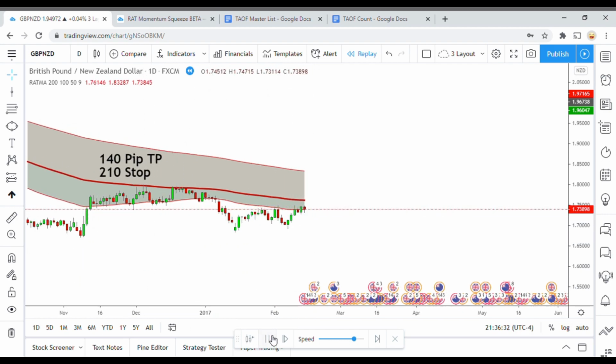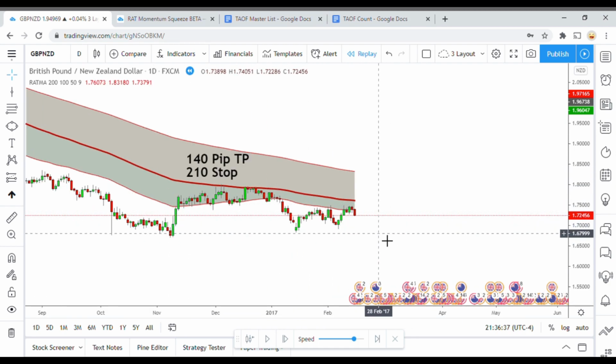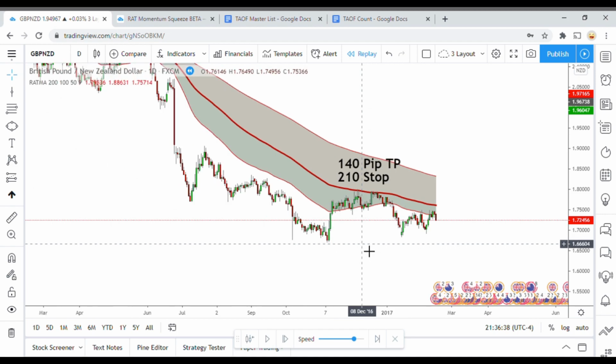You can see here that price action has come down, bounced along this area. It's come down, bounced off this area a few times.